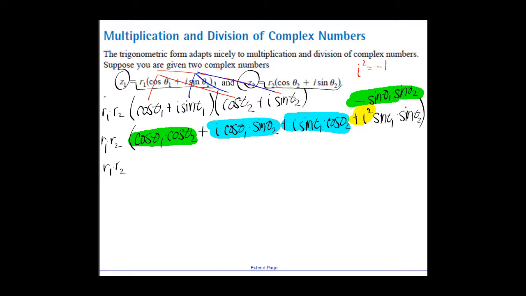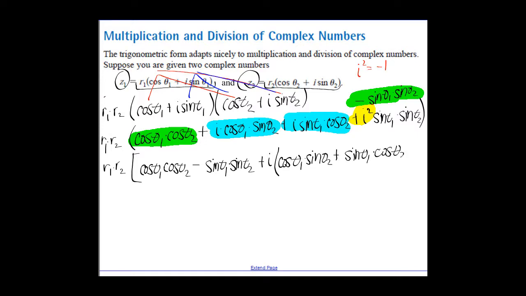So r1, r2 are still hanging out. So the real pieces, we've got cosine theta sub 1, cosine theta sub 2, minus sine theta sub 1, sine theta sub 2. All right, now the imaginary pieces. So I'm going to pull out an i from this first blue term, cosine theta sub 1, sine theta sub 2, plus sine theta sub 1, cosine theta sub 2. Close brackets. All right, so I've got a real and an imaginary part.